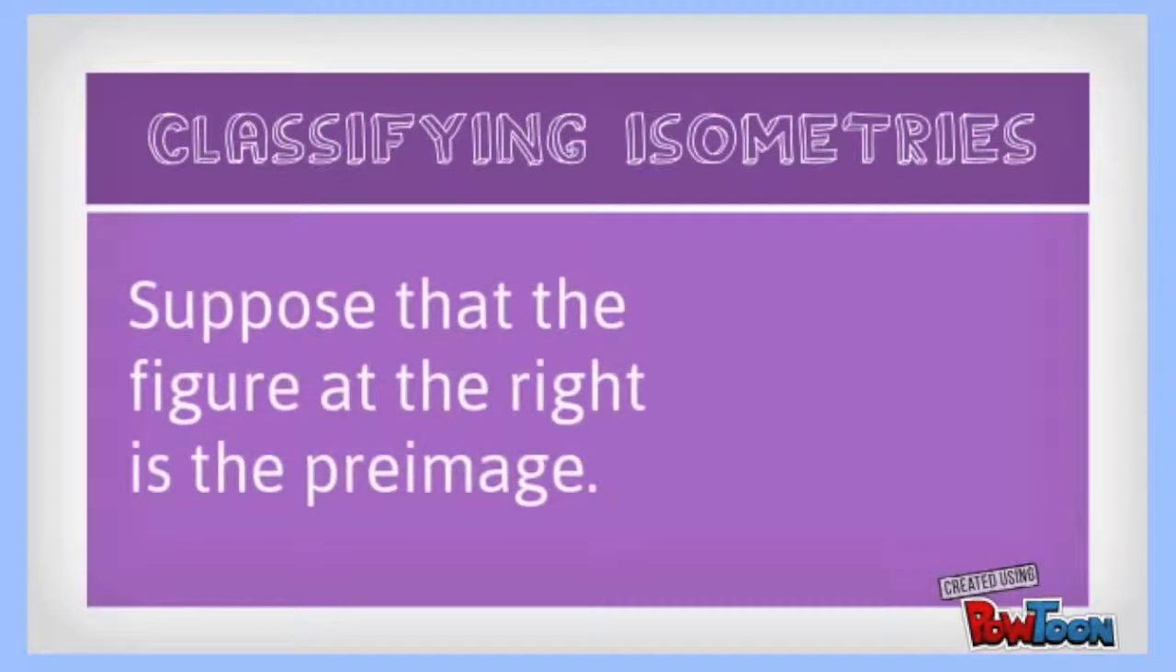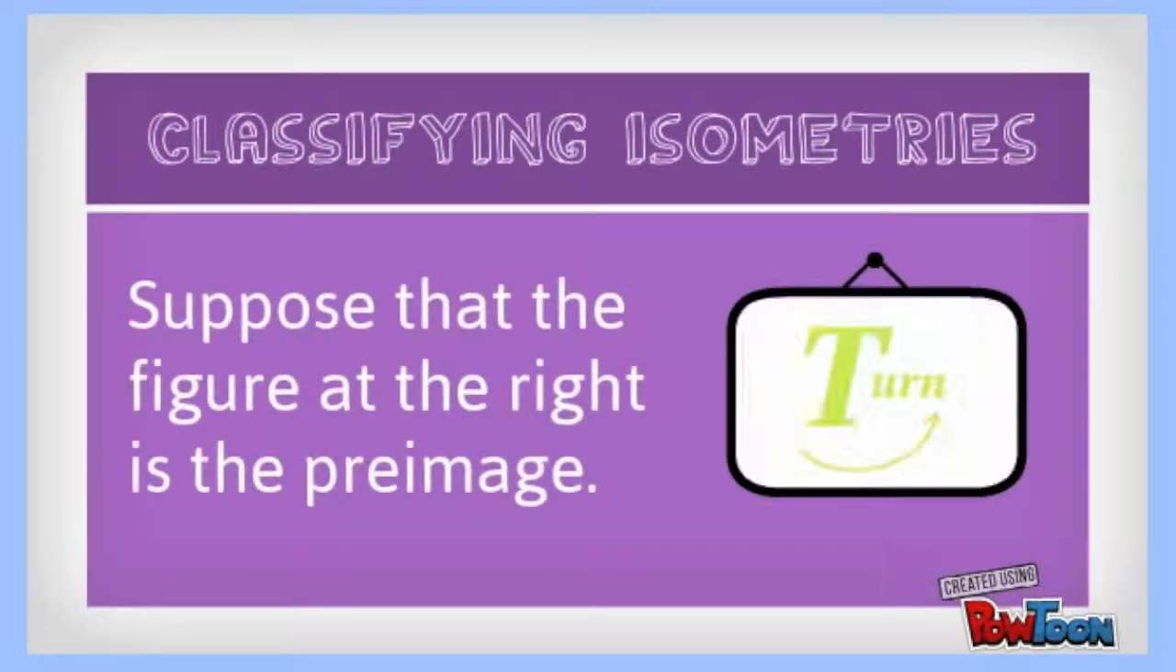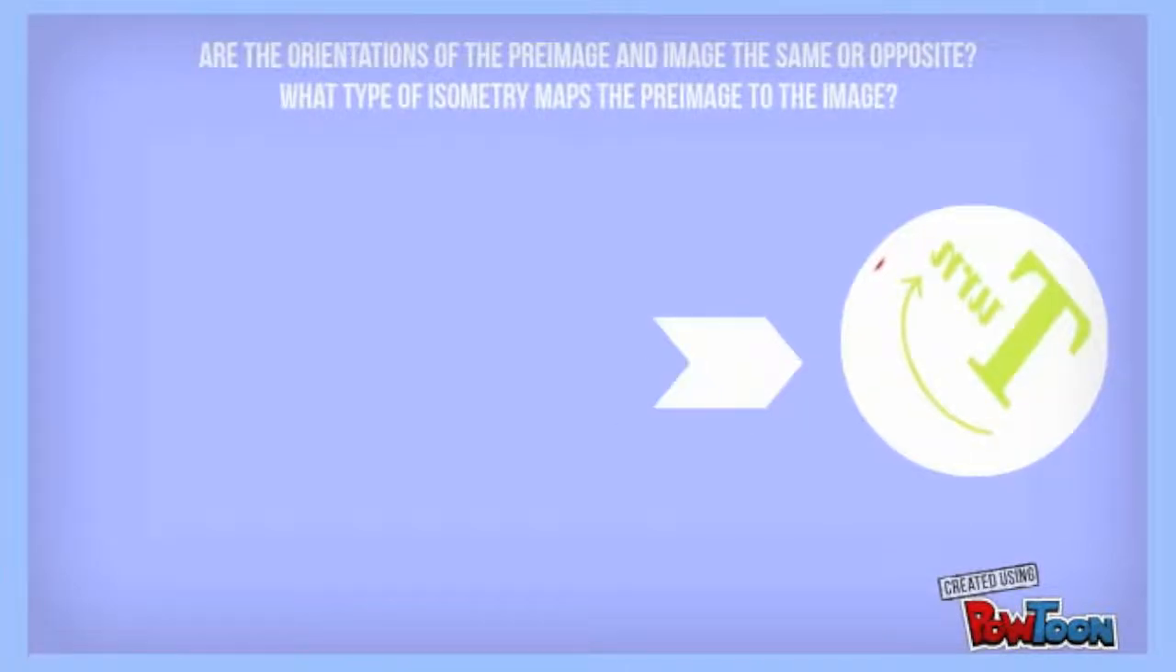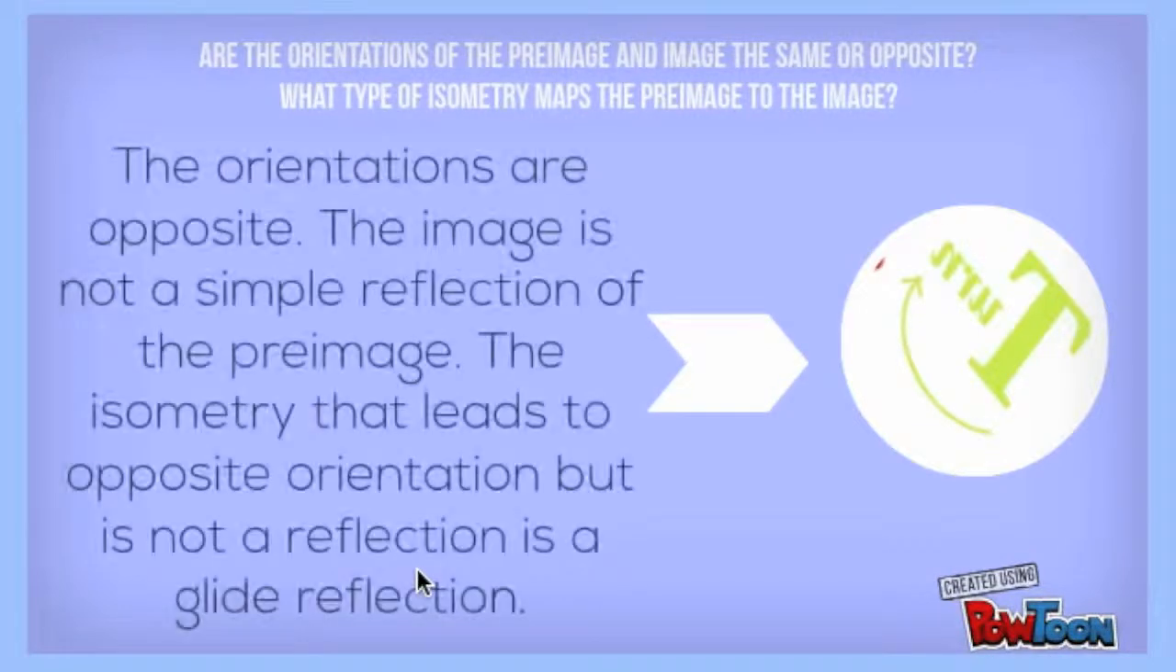So, classifying isometries. Firstly, suppose that the figure at the right is the pre-image. For this question: are the orientations of the pre-image and the image the same or opposite? And what type of isometry maps the pre-image to the image? How you check is that the orientations are opposite, and you know because this image is not a simple reflection of the pre-image. The isometry that leads to opposite orientation is not a reflection, but a glide reflection.